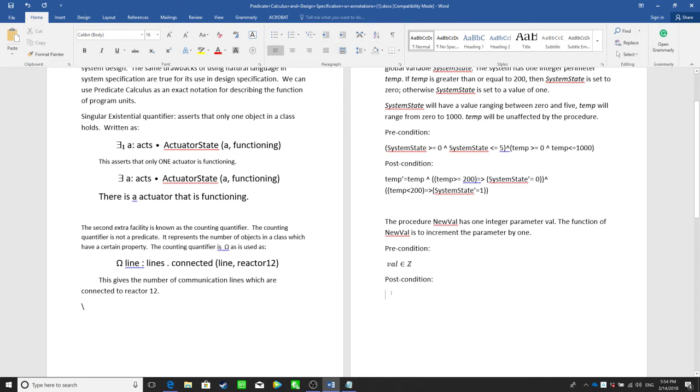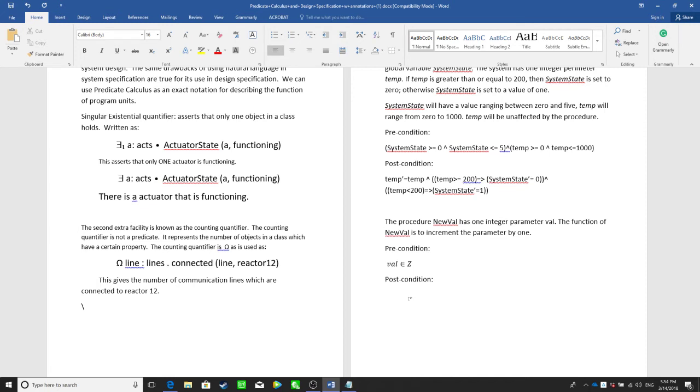Still something about val. Remember that? Like we have an element and a set. If that element belongs to the set, okay. And postcondition, something about val. Postcondition is something that happens after the execution. So val, it says pretty clear here.